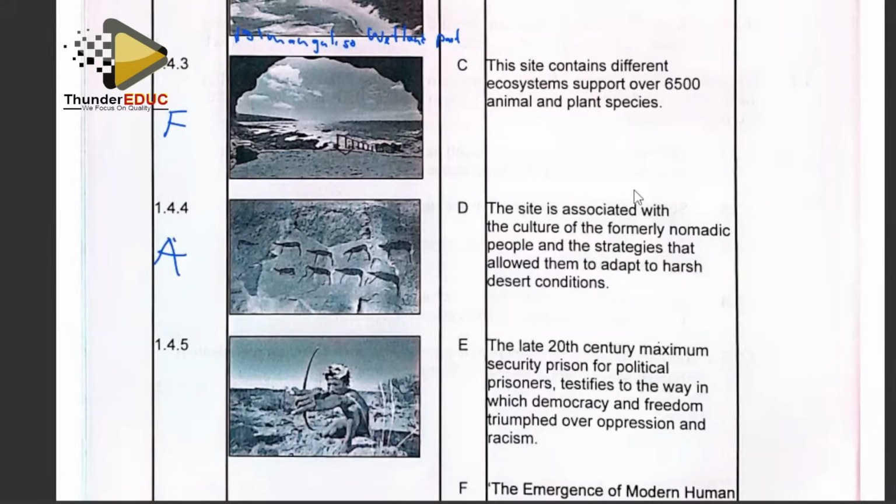Then the next one, 1.4.5, is associated with the letter D. The site is associated with the culture of formerly nomadic people and the strategies that allowed them to adapt to harsh conditions. So this one will be the letter D.